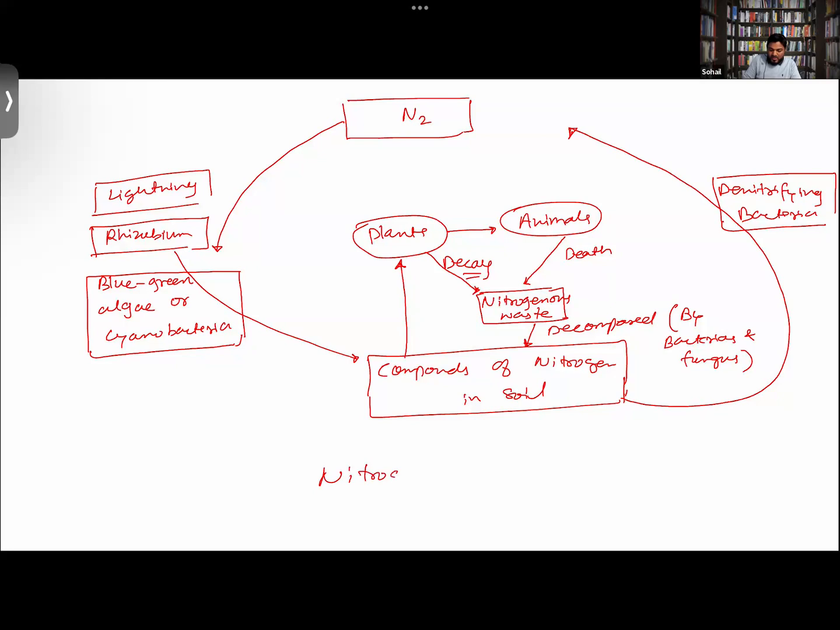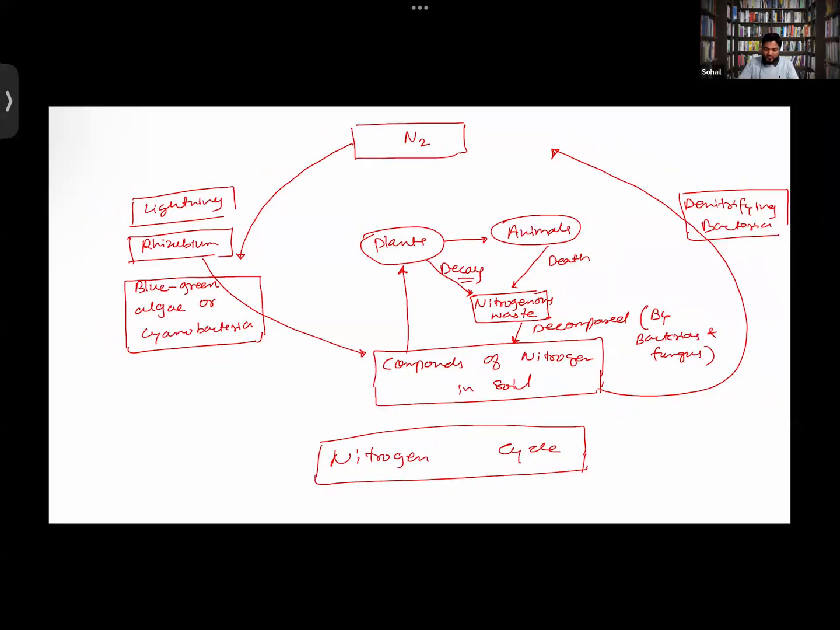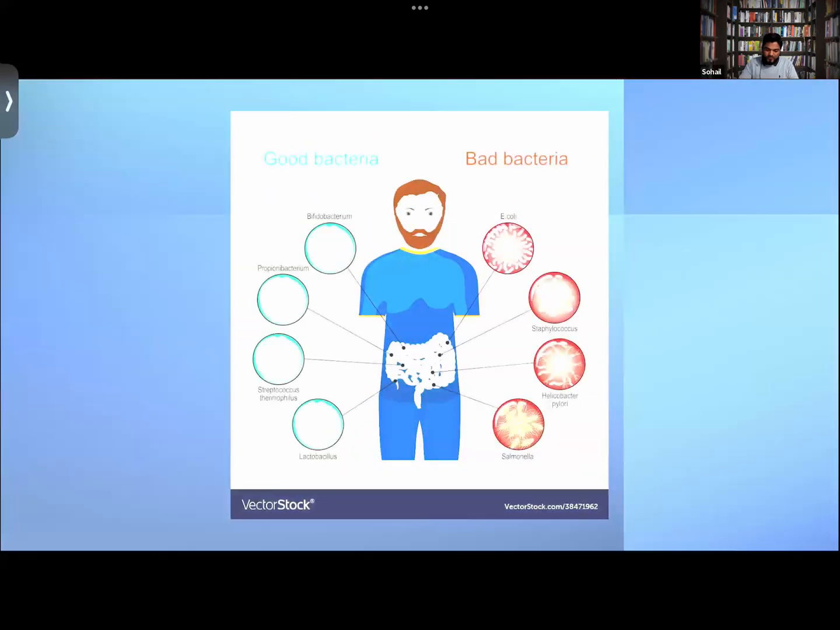Now, a question might be asked: what is the importance of the nitrogen cycle? As a result of the nitrogen cycle in nature, the percentage of nitrogen gas in the atmosphere remains constant, right? That is its importance.